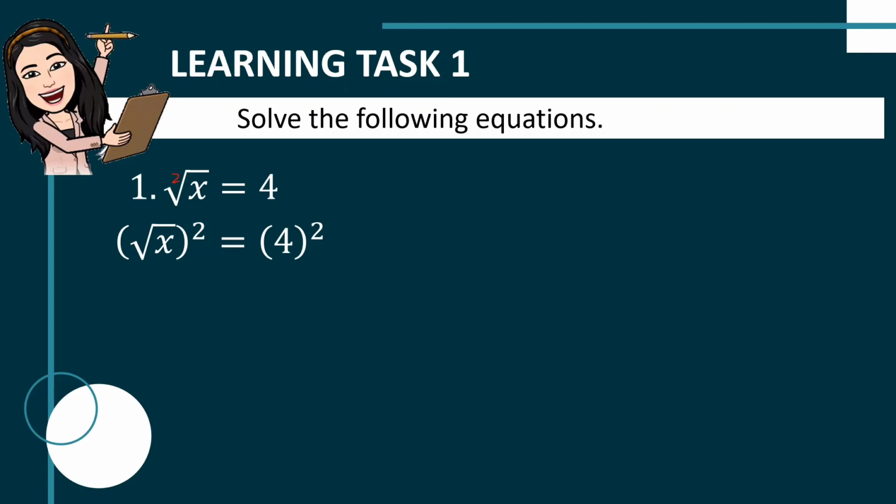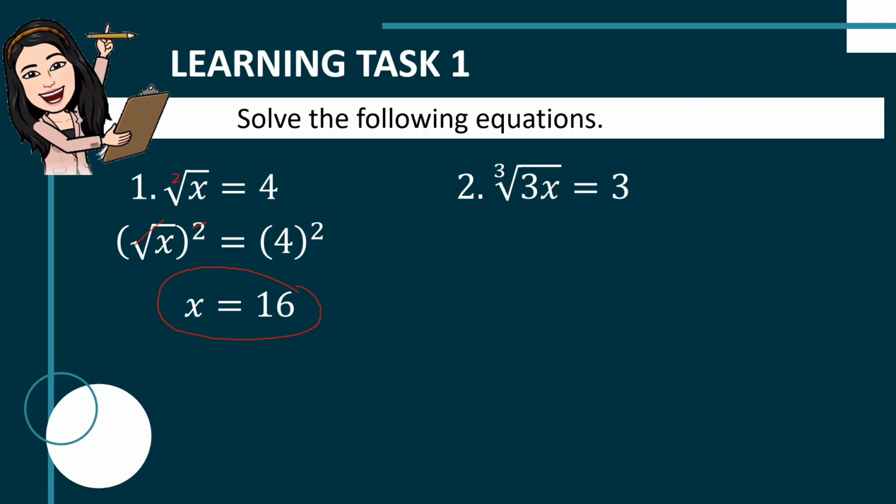And then, simplify. What is square of square root of x? Yes, we have x. And what is the square of 4? We have positive 16. So, therefore, the value of x is equal to 16. Okay? So, sa inyo ko ipapabahala ang checking, okay? Next, number 2.